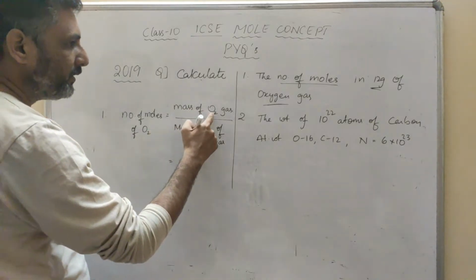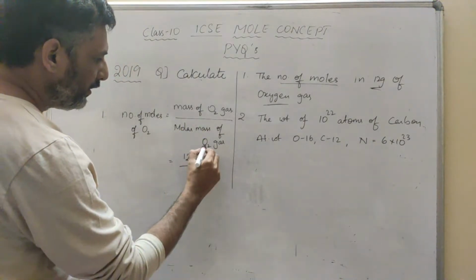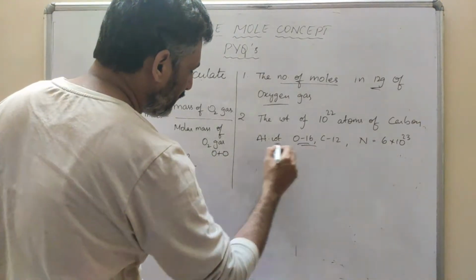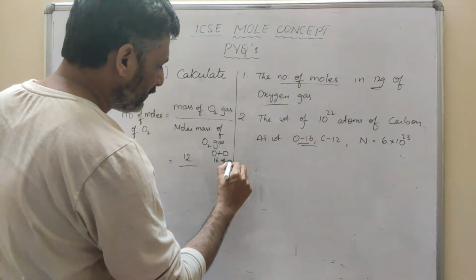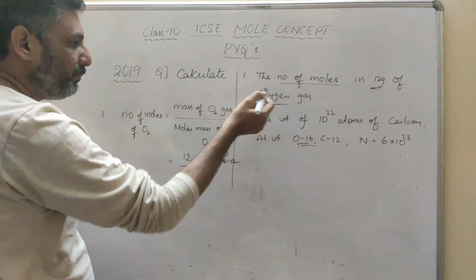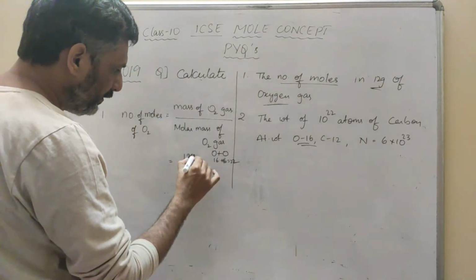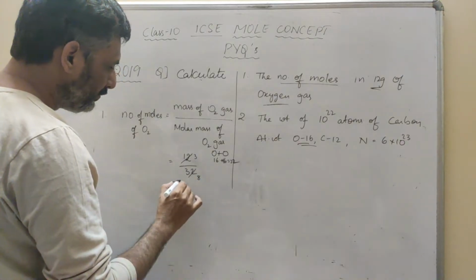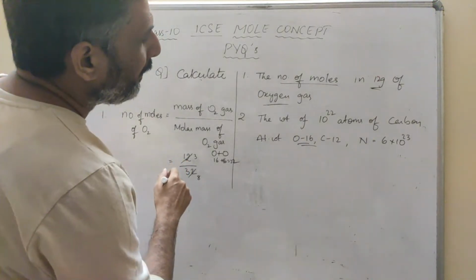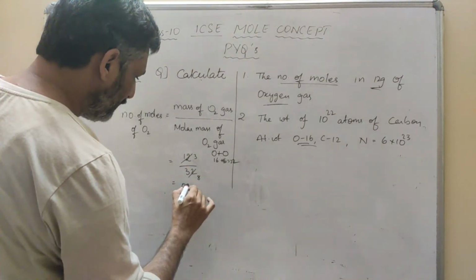Now what is the mass of oxygen given? 12 grams of oxygen is given, divided by the molar mass of oxygen. Oxygen is O2, meaning 2 oxygens are there, and the atomic weight of oxygen is 16. So 16 plus 16, that is 32. So 32 grams is the molar mass. So 12 grams is the given mass and 32 is the molar mass. So 12 by 32. You can cancel by 4. 3 by 8. If you divide 12 by 32, you will get 0.375.